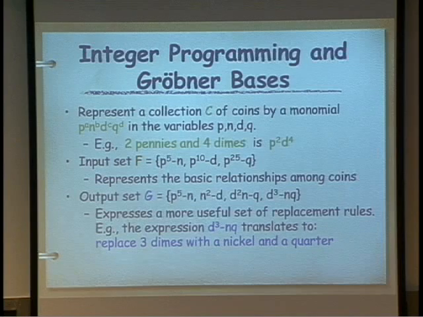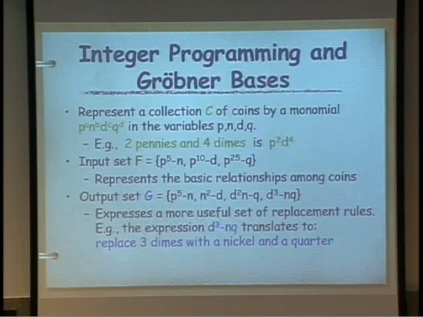So for instance, we're going to represent such a portfolio by a monomial. So P to the A, N to the B, D to the C, Q to the D represents this. For instance, P squared D to the 4th represents a bag with 2 pennies and 4 dimes.